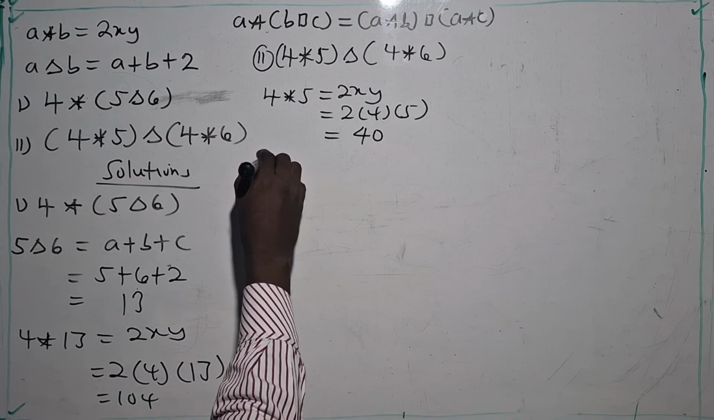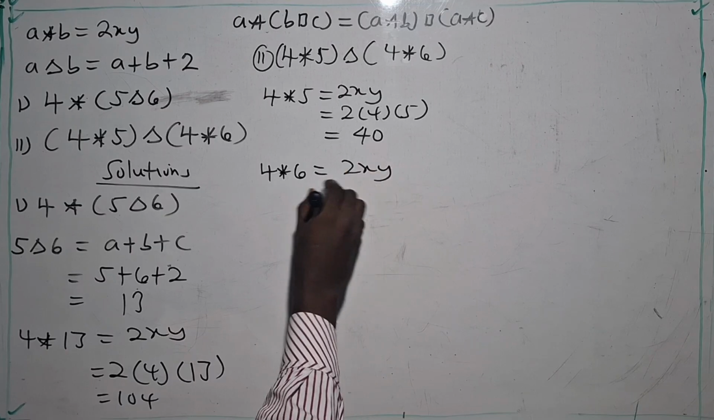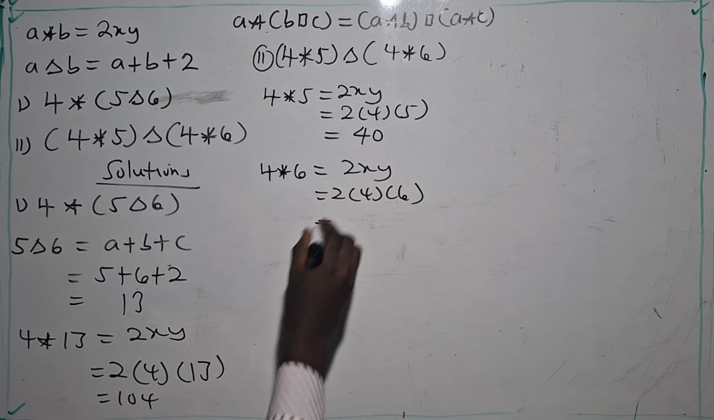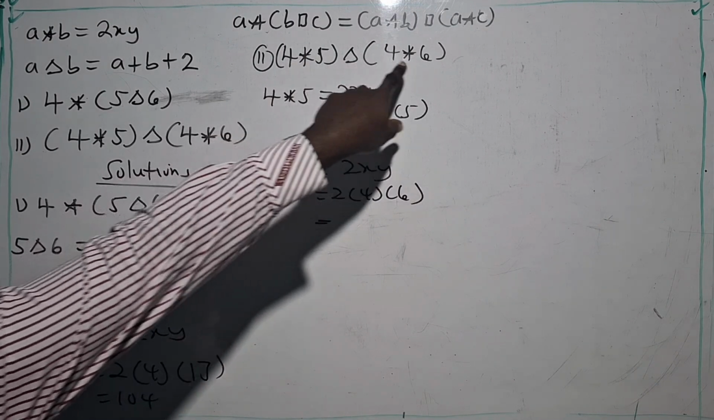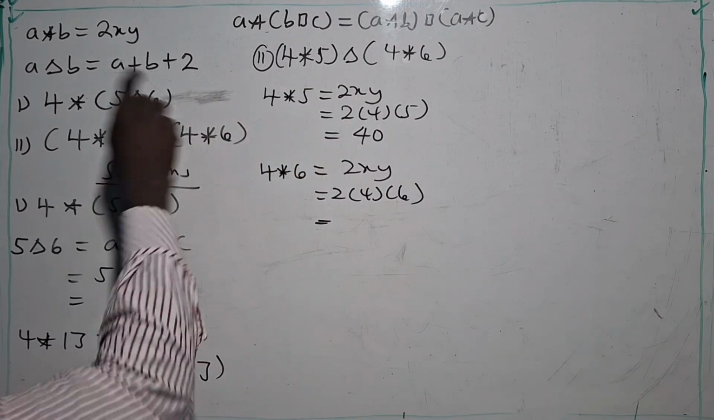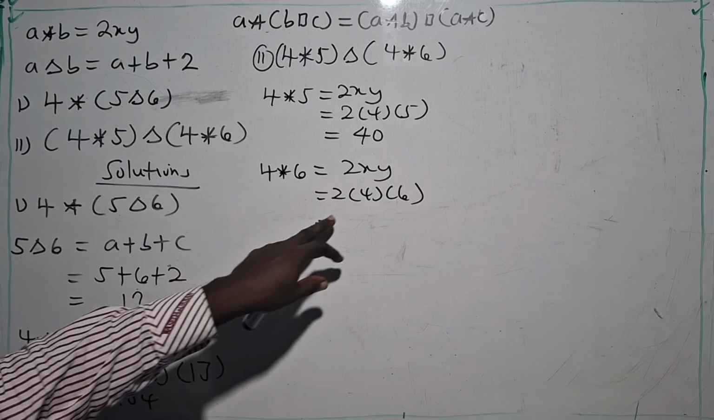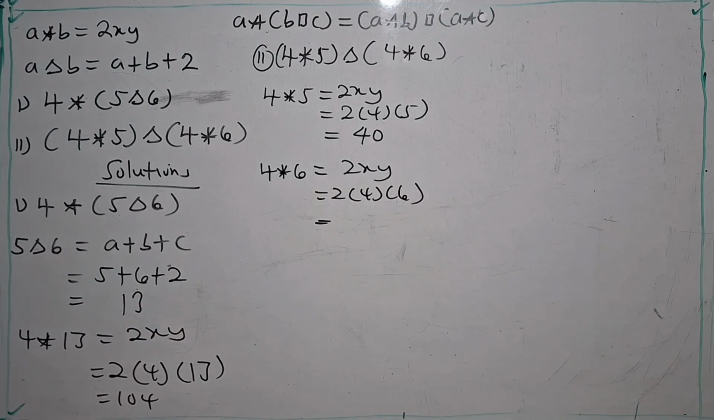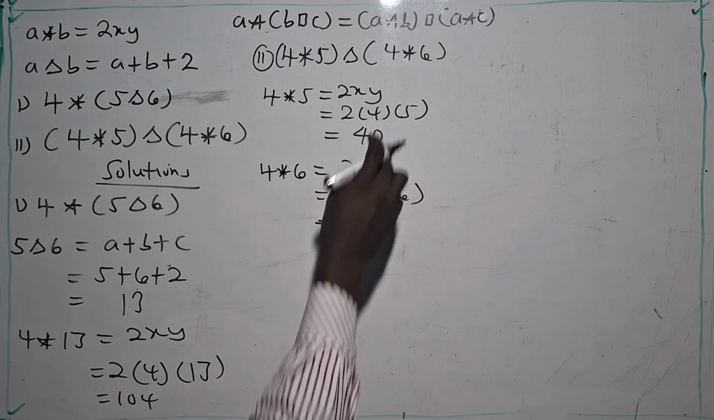Now we have 4 operation 6. The same 2xy, so 2 times 4 times 6. You solve the separate brackets using this rule. When you finish, you combine them using this operation by applying this rule. So 2 times 4 is 8, then 8 times 6 is 48. Now I've gotten these two.